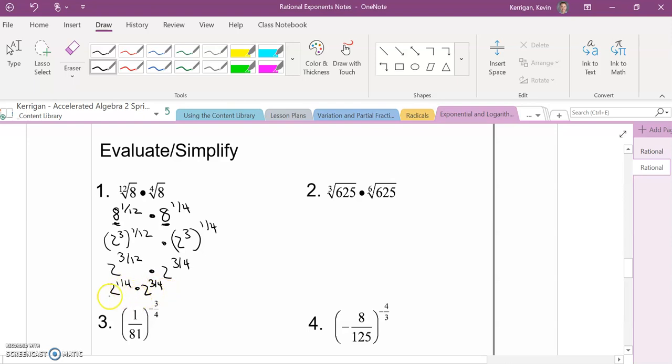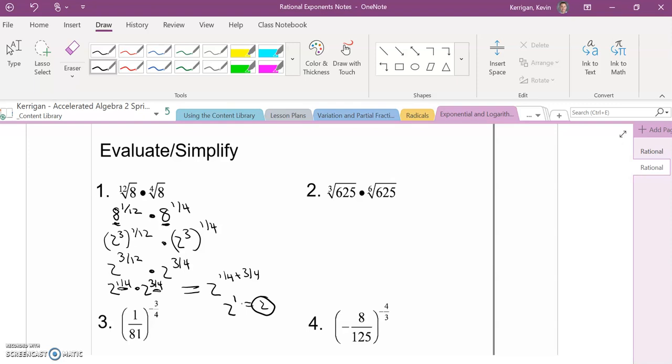And now all I'm simply doing, I'm multiplying like bases, so I can just add my exponents, which will give me 2 to the 1/4 plus 3/4, which is just 2 to the first power, which is just 2. So that whole thing simplified to just 2.